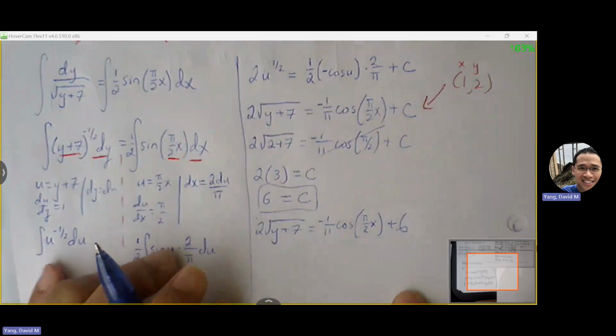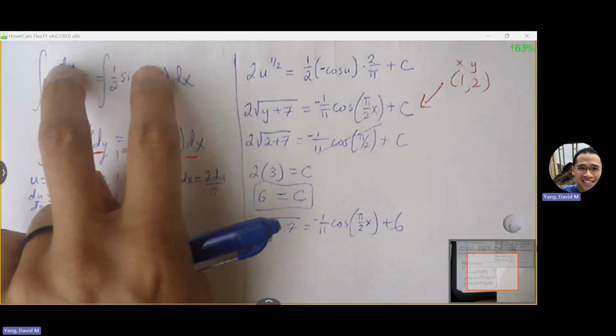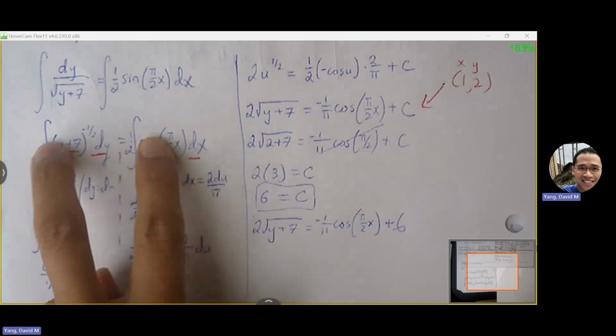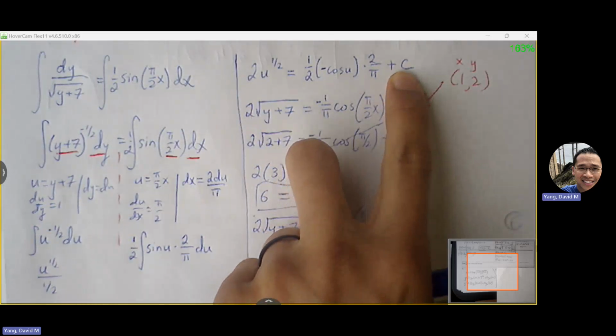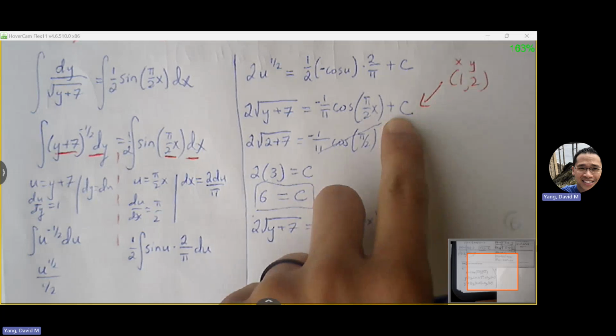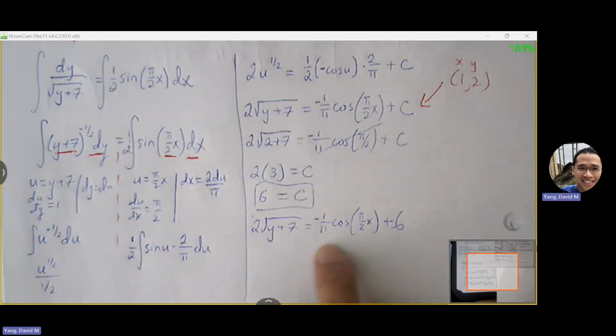Now, at this point, you've already earned the majority of your points. The most important step is, can you separate your variables? Can you identify the appropriate integral rules? Can you take your antiderivative? Can you get that C to show up? Then solve for C, that's 1 point. And then your final point is, can you solve for y?